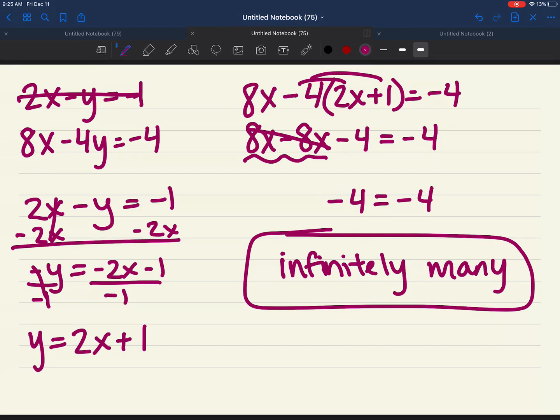Yes, infinitely many, all reals, right? How do you know that? Because negative 4 is equal to negative 4, okay? Technically, these are usually easier because you don't have to go back and plug anything in, okay?